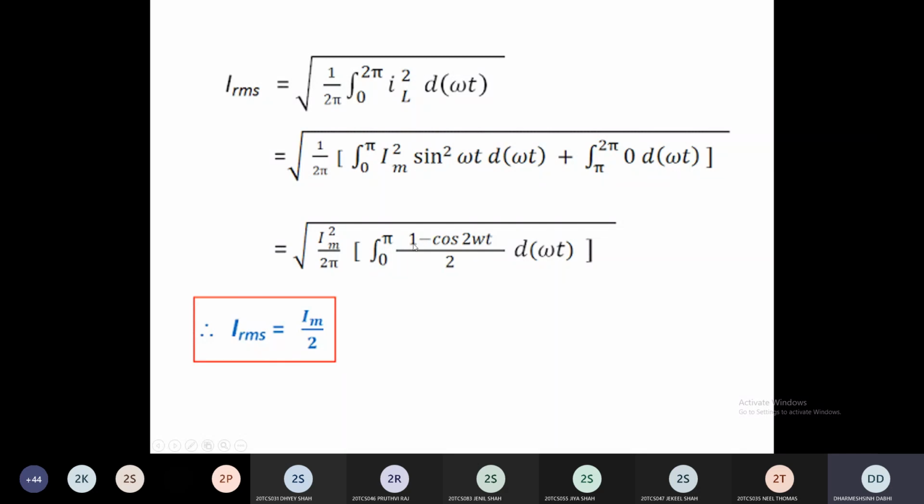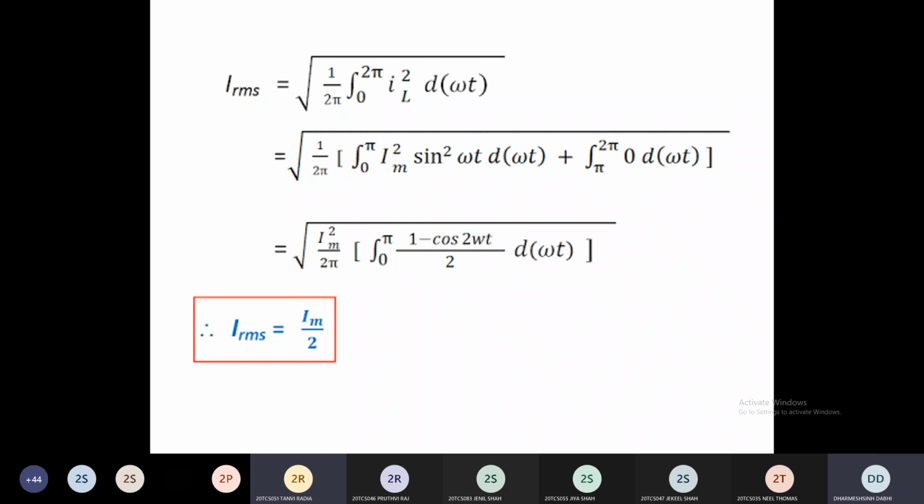Integration of 1 is what? Omega t minus integration of cos 2 omega t. What is the integration of cos 2 omega t? Okay, this is not a differentiation. Integration of cos 2 omega t is sin 2 omega t divided by 2. Yes or no? Sin 2 omega t upon 2 omega?